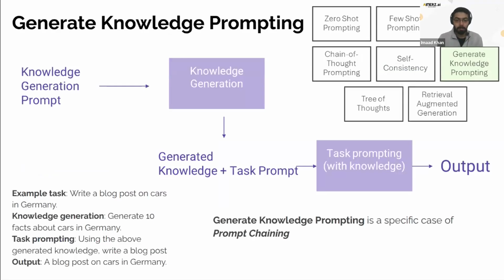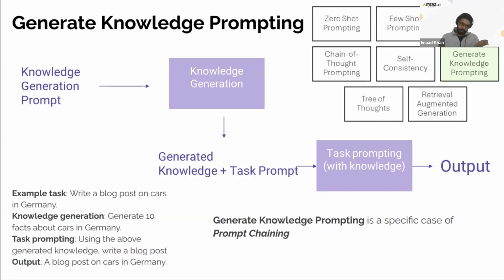If you want to write a blog post on cars in Germany, that is the task that you want to do. You can either go to the LLM AI system and say, write a blog post on cars in Germany, and then it will come up with whatever it can come up with. Or you can use generate knowledge prompting, which allows you to make a better blog post, because it allows you to focus on the generated knowledge and then use that to come up with a blog post.